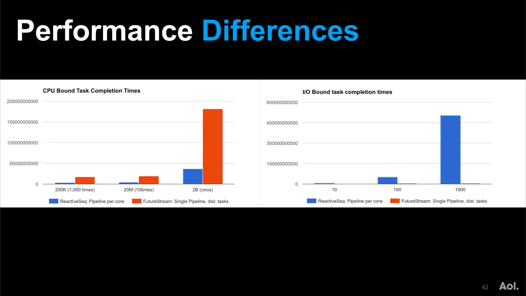Whenever you go to I/O-bound tasks, you can see that the reverse is true, and that using these Reactive Sequences and leaving them hogging a core when they're not processing anything is really inefficient. You can barely see the red line for the Future Stream there, but it's much, much more efficient at handling I/O and large-scale I/O.